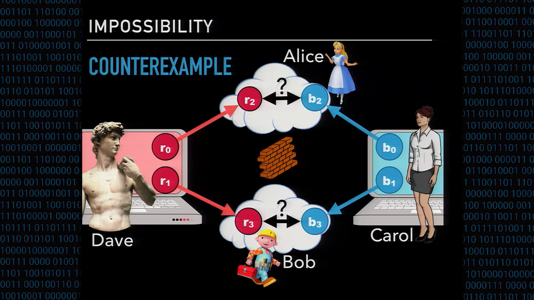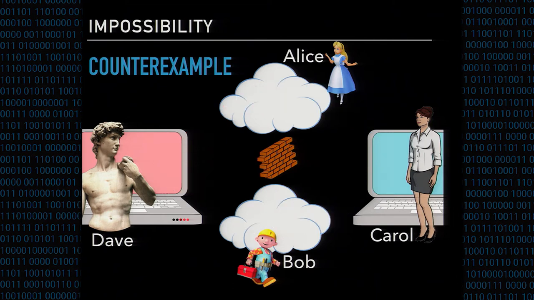The problem is that if we want to arrive at any kind of serial schedule, Carol and Dave's transactions have to be ordered. For instance, Alice or Bob may want to maintain a totally ordered log of who started and stopped what when. And Alice and Bob would have to agree on an ordering of red and blue transactions. So Alice's ordering of R2 and B2 would have to agree with Bob's ordering of R3 and B3. Now we'll see where this gets tricky.